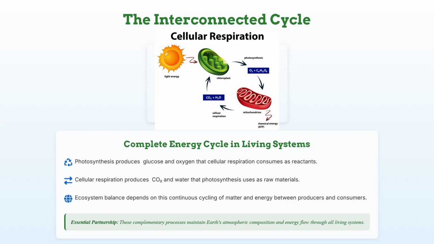The oxygen we breathe comes from photosynthesis, while the carbon dioxide we exhale feeds photosynthetic organisms. Understanding this relationship helps explain why protecting plant life is crucial for maintaining the balance of life on Earth.